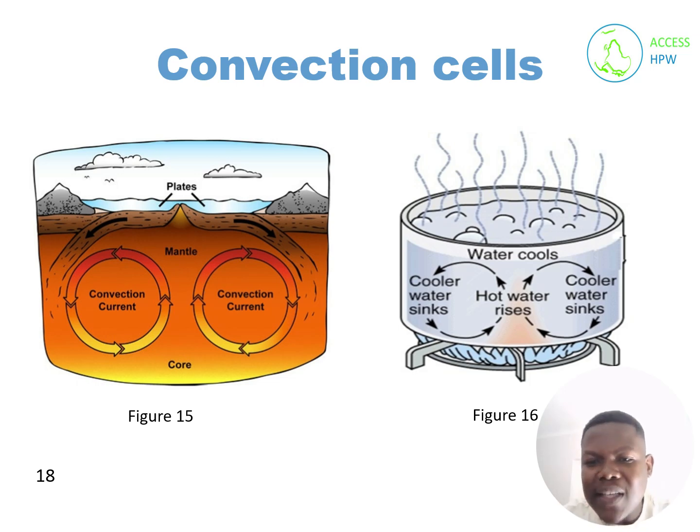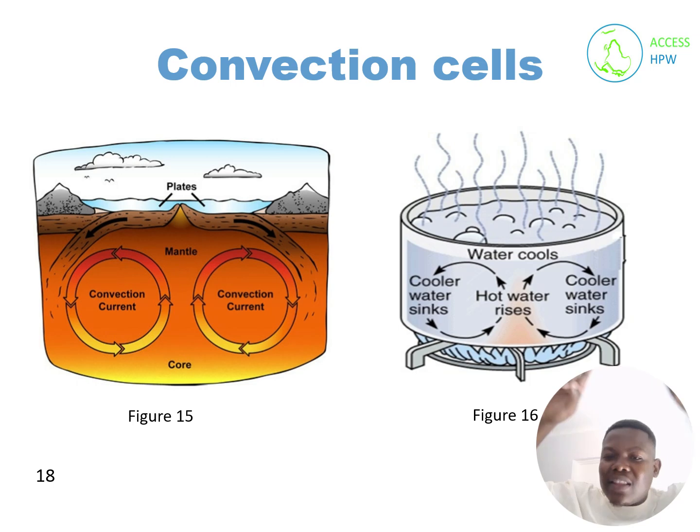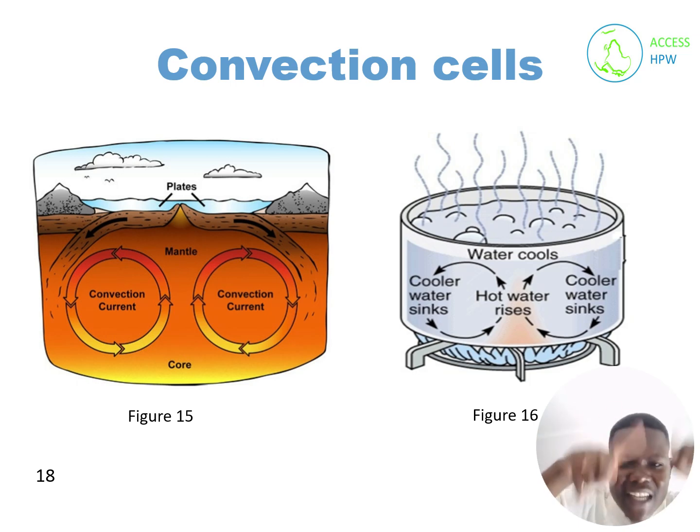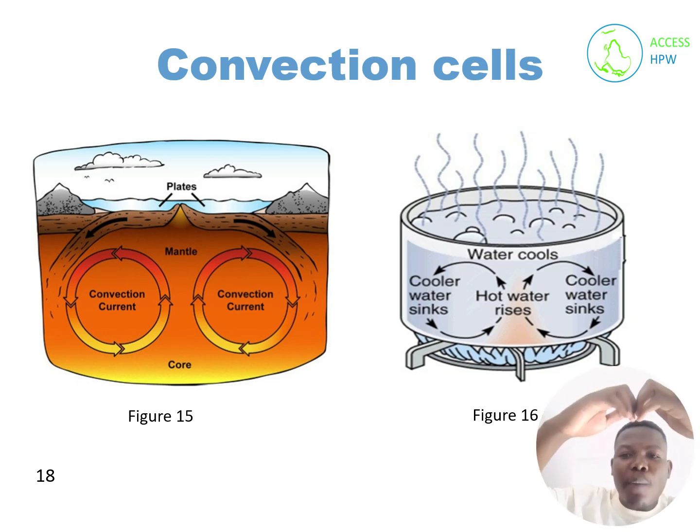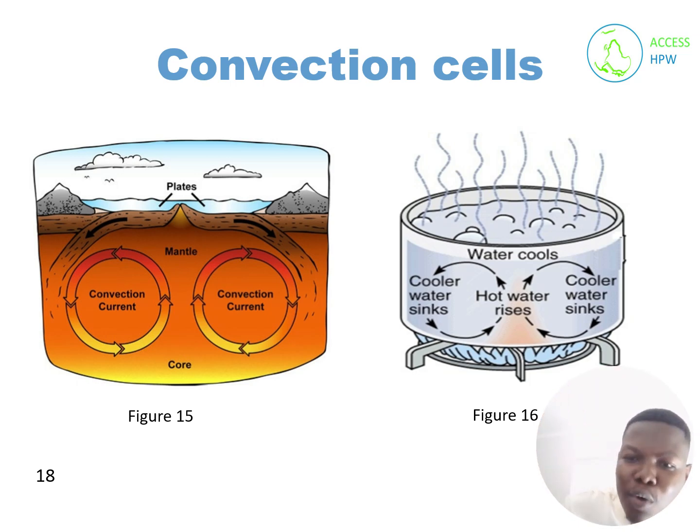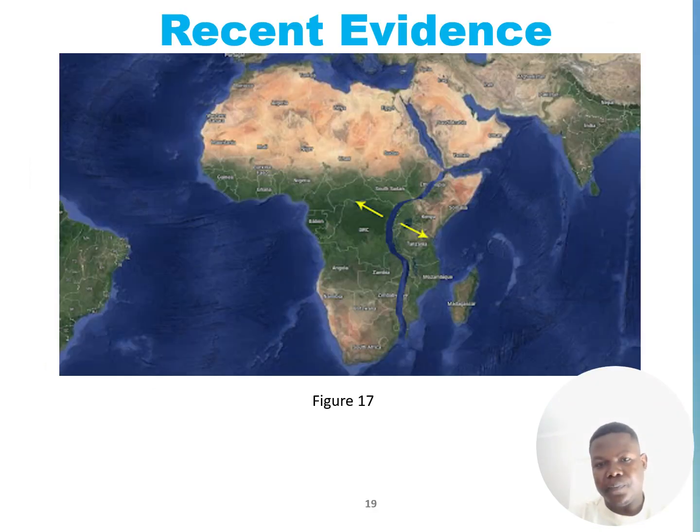A good example of this is in figure 16. Imagine you are cooking. When you are cooking, the water gets heated from the bottom, going up. The water at the top, because it's cooler, sinks, and when it gets to the bottom, it gets heated again and goes up. Then the water at the top cools and sinks, and so it creates that movement. And there at the top, it forces the plates to move away from each other.